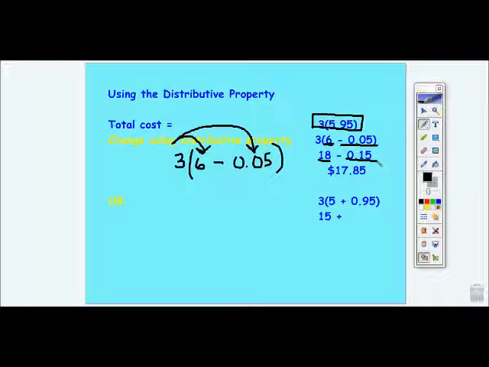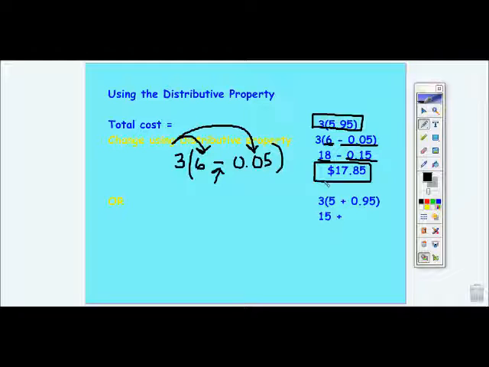I kept my operational sign, which was subtraction, and I can say $18 minus 15 cents, and that will give me $17.85, which involved mental math and was easier for me to calculate.